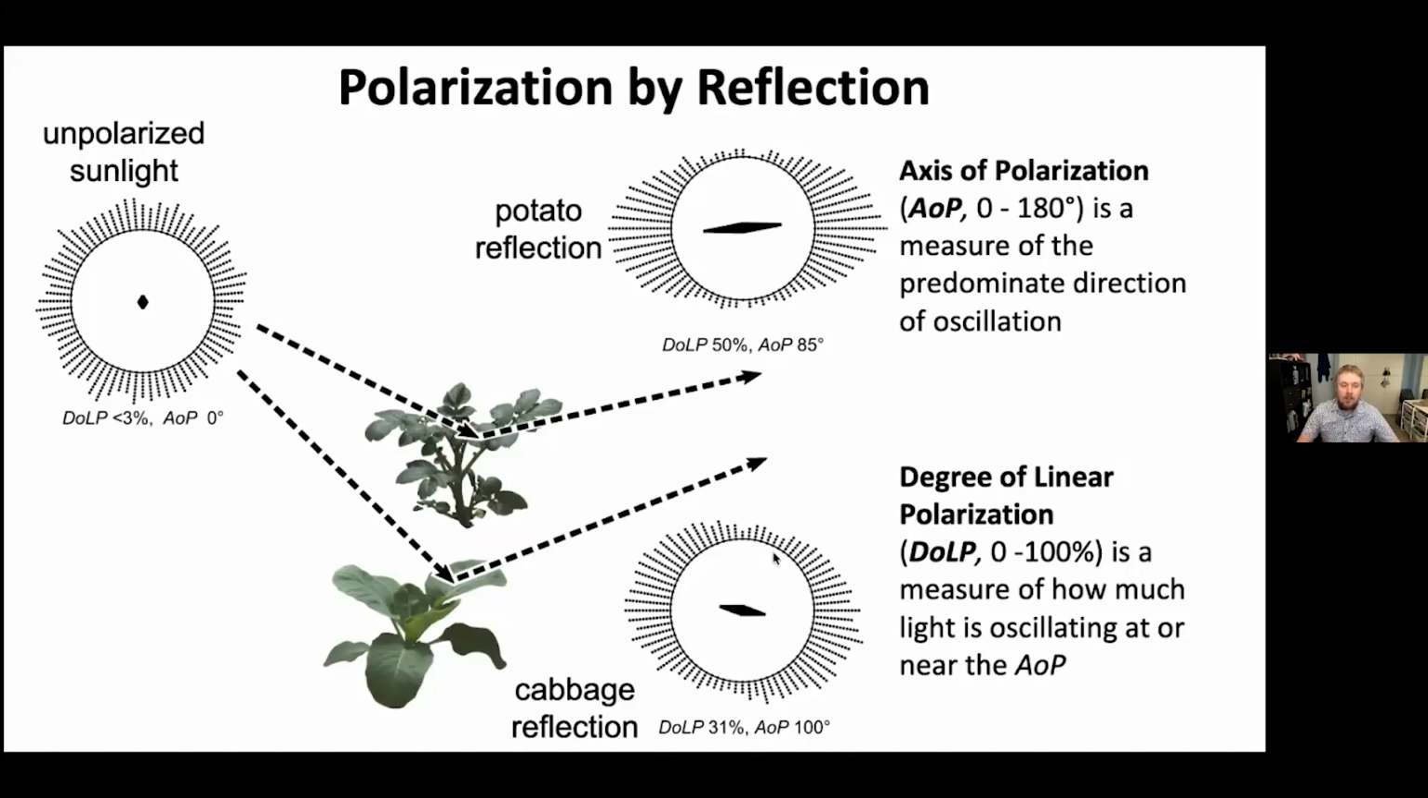And we can quantify the strength of this bulging using degree of linear polarization, or DOLP. DOLP is a measure of how much of the light is oscillating at or near the AOP, and it's depicted here by the size of the compass needles. Now, we know that different plants reflect different amounts of polarized light, but are insects sensitive to these differences?